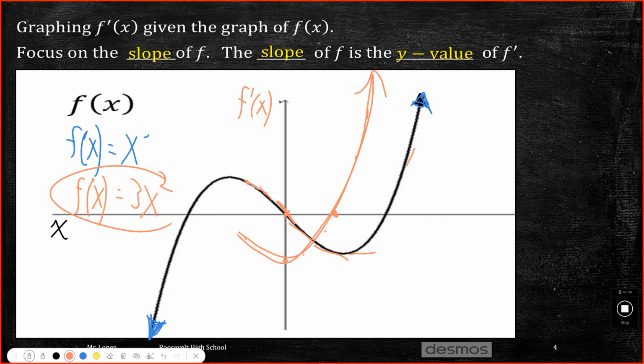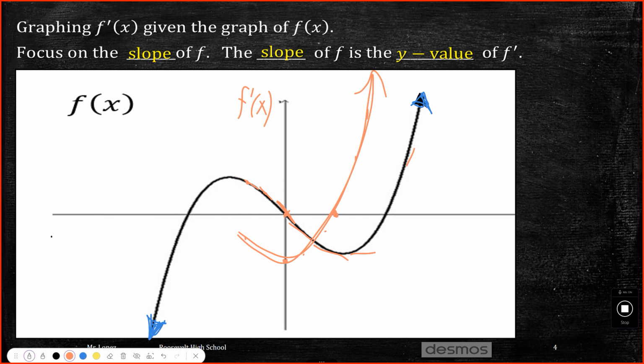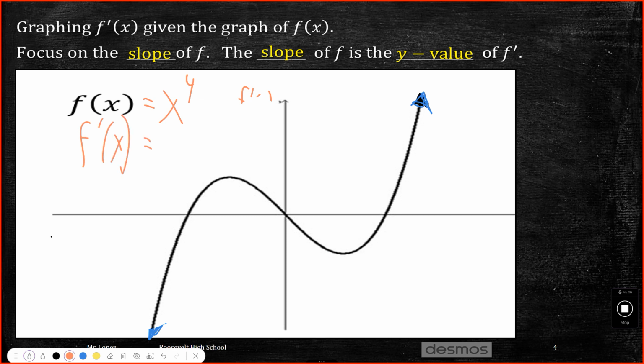And if you had a fourth degree function, the derivative of a fourth degree gives you a third degree, some third degree, whatever the constant is.